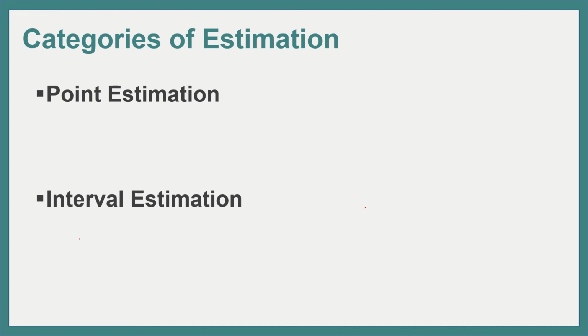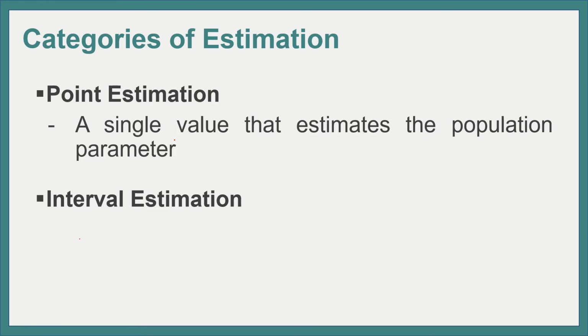There are two ways of estimation. First, we can perform point estimation. Second is interval estimation. When we say point estimation, it is using a single value that estimates the population parameter. For example, if we have a sample mean of 4.5, then this is a single value that tends to characterize, or estimate the characteristics of, our population.